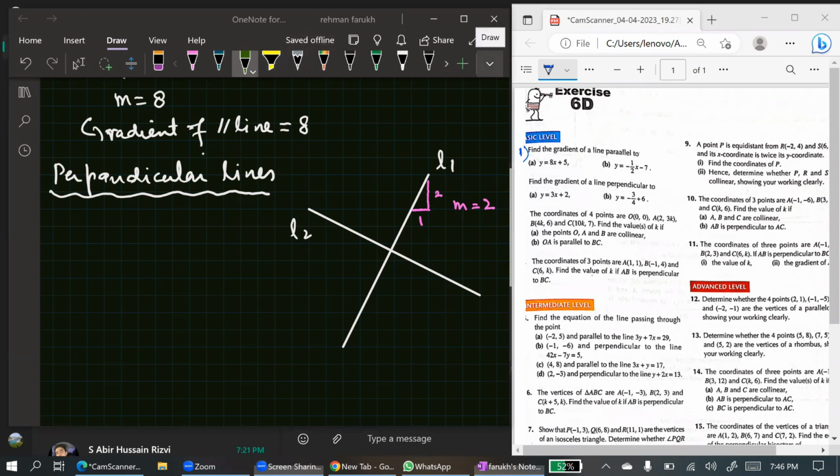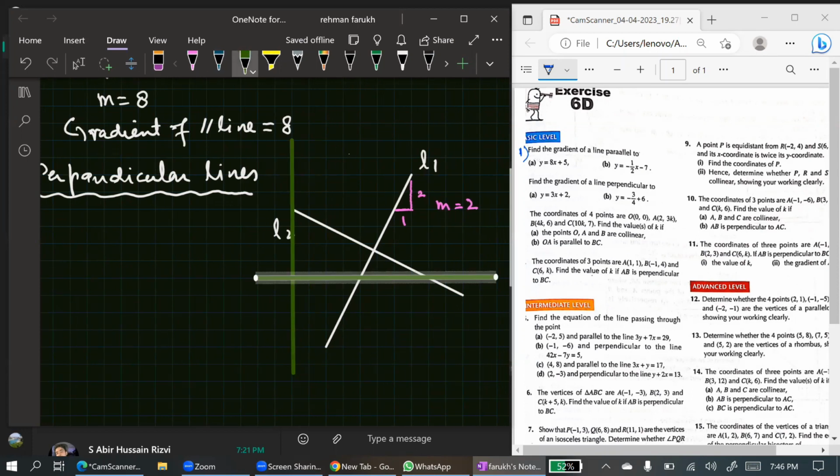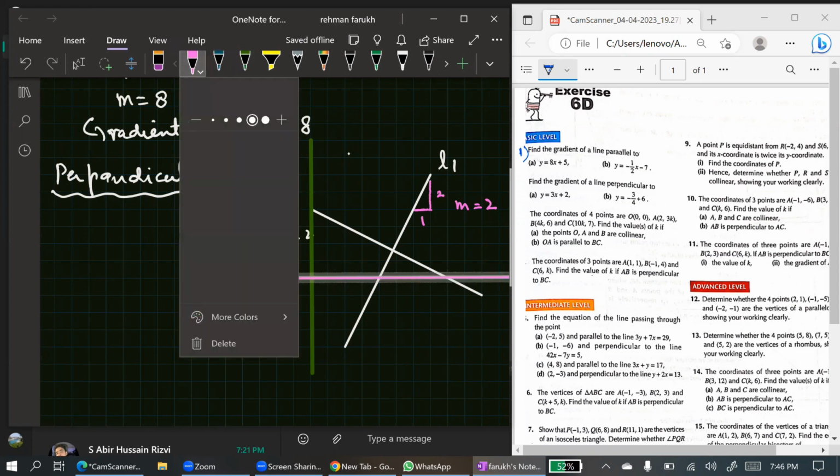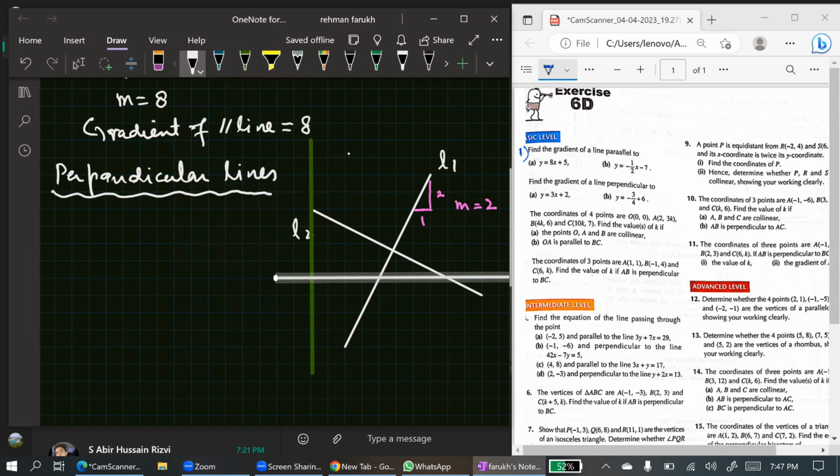This one is the x-axis, and this one is the y-axis. Now the coordinates of this point are 6 and 4. The coordinates of this point are 7 and 6. Now one point is (6, 4), the other one is (7, 6).